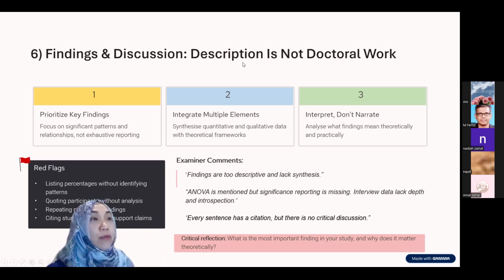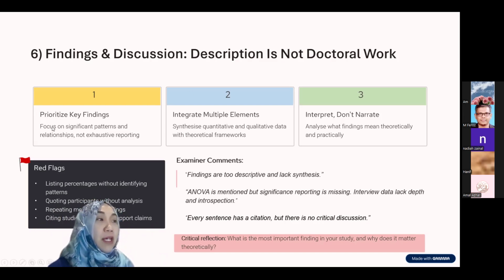So what do you do? You don't just describe. Don't do statement after statement describing. There's no critical analysis there. That's not doctoral level, guys. Examiners want to see the doctorateness of your thinking. Okay.